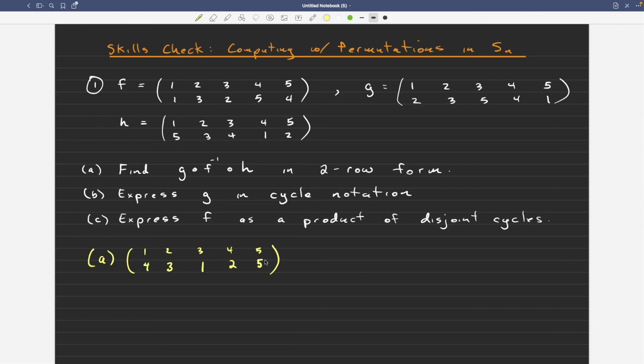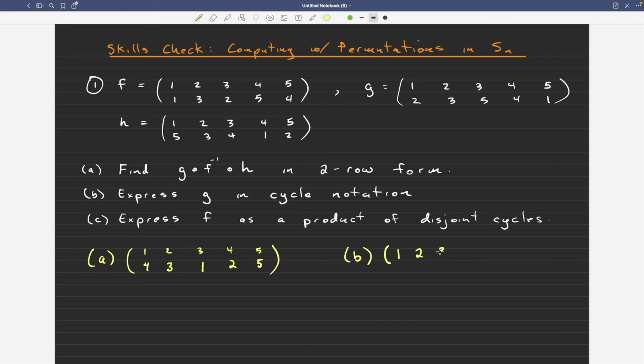Okay, so that's the answer for part A. For part B, to express G in cycle notation, all you have to do is pick one of the elements that doesn't move. I wouldn't start with 4, since 4 doesn't move, so pick an element that does move. Let's say 1. I see 1 goes to 2.